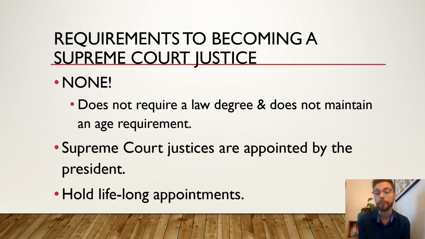And once you obtain the office, as I've mentioned, you maintain a lifelong appointment. But I want to read a little bit of our Constitution and also emphasize some of the criteria that George Washington used when he was creating the first Supreme Court and appointing the first justices. So, quote, our Constitution says, the judicial power of the United States shall be vested in one Supreme Court and in such inferior courts as the Congress may from time to time ordain and establish.